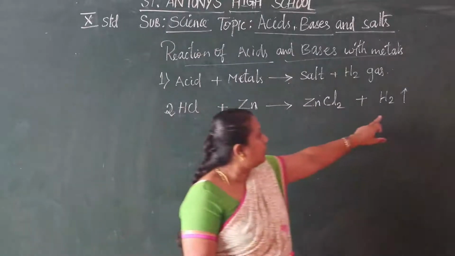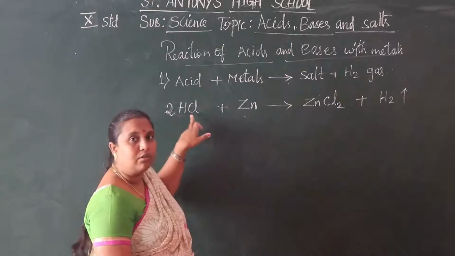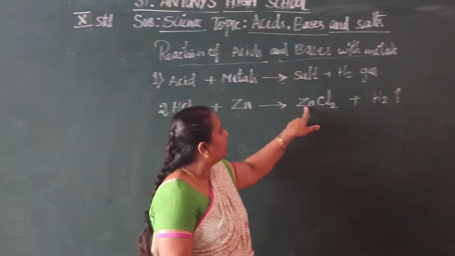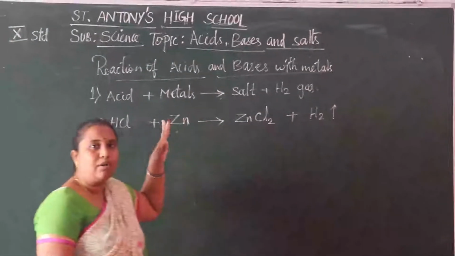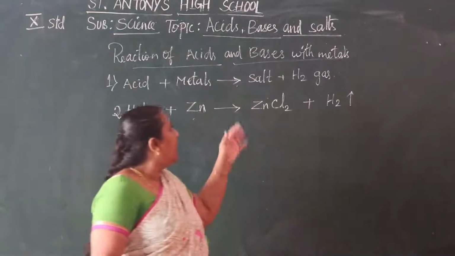Hydrogen, two molecules. Here also two molecules. Here chlorine is also two, and zinc is one. Here zinc is one, chlorine is two. Okay, now it is balanced. Now we will move on to the next one.